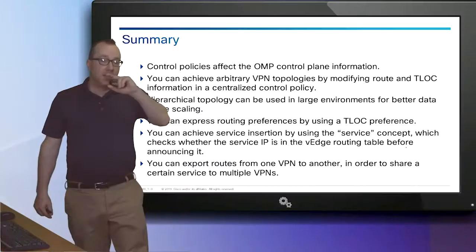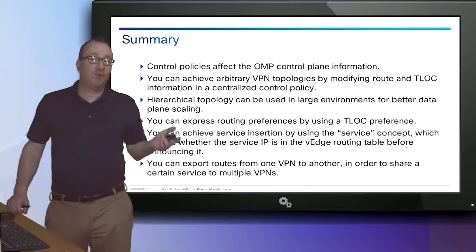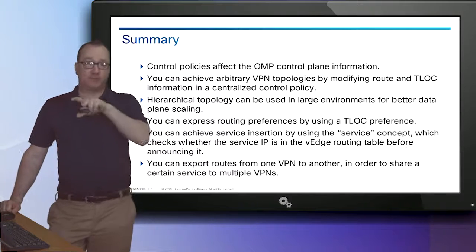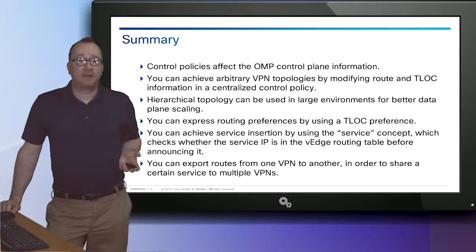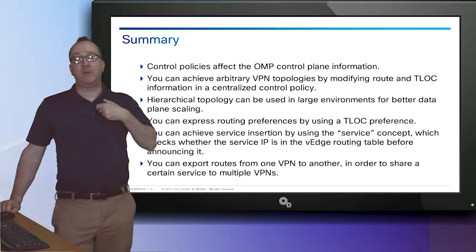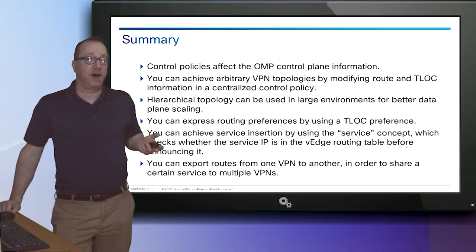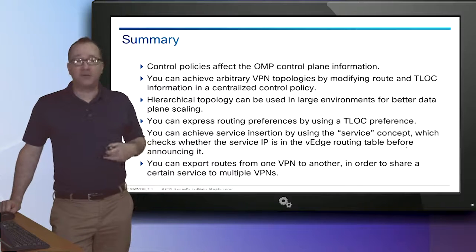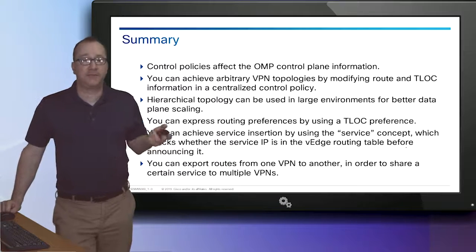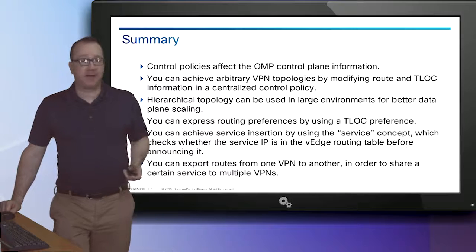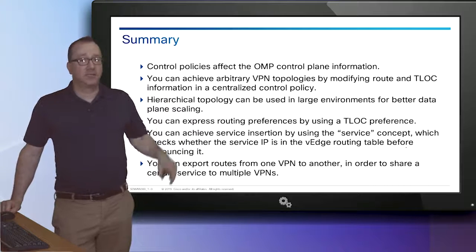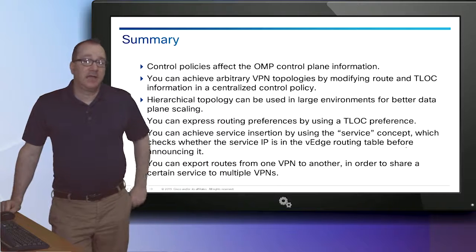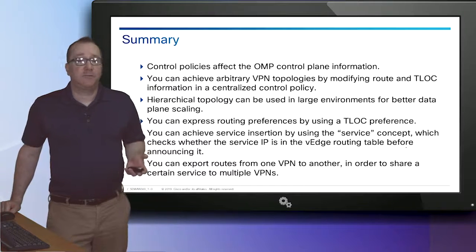So control policies are going to affect the entire OMP control plane information. As a vEdge, as a branch site, you are going to get routes based on the policies of how we allow or restrict those TLOCs and VPN routes to get to you. We can achieve all kinds of arbitrary VPN topologies by modifying those route and TLOC information in a centralized control policy. We can create a hierarchical topology, which can be used in large environments for better data plane scaling.